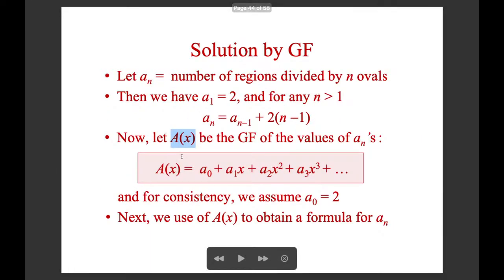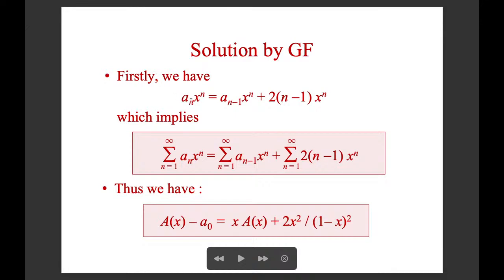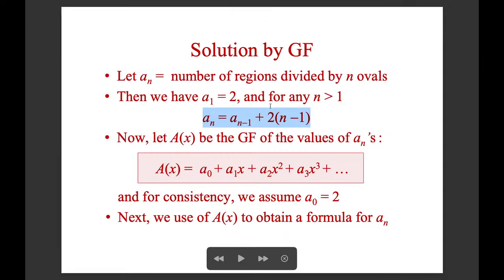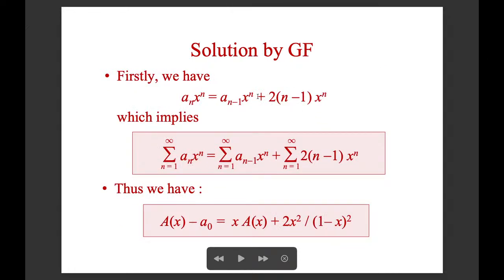For this particular example, A(x) is equal to this form, and having this recurrence relationship, what we can do here is we know that we want to have a_n multiplied with x to the power n. So we take the original recurrence relationship and multiply x to the power n on both sides. Based on this a_n times x to the power n, we can create the generating function A(x) by summing all the possible cases from n equal to 0 up to infinity.